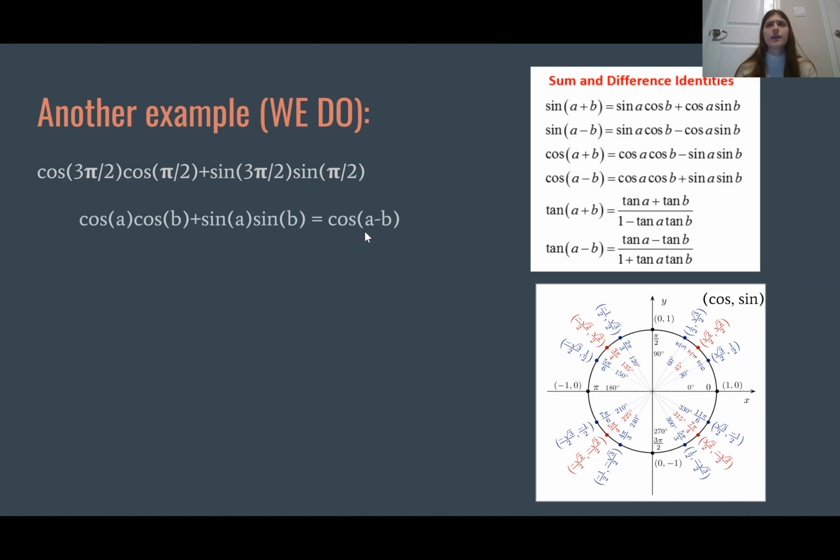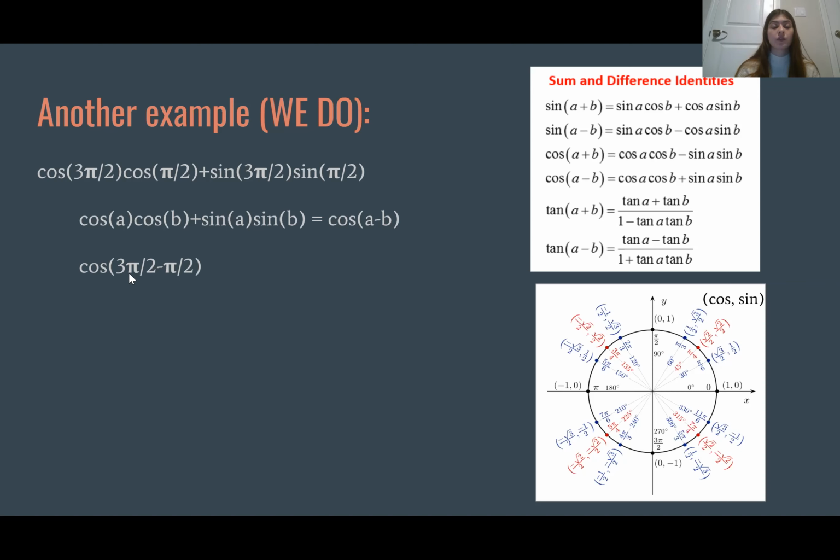Now we're just going to take a look at this easier side. Just like how we did with our verifications, we started off with the harder side and tried to prove the easier side. Here, again, we're given the harder side, and we're just going to take a look at the easier side to help us out. So we're going to plug in our A and our B values. In this case, A is equal to 3 pi over 2, B is equal to pi over 2. Cosine A, cosine B, sine A, sine B. So now we know that it's supposed to be cosine A minus B.